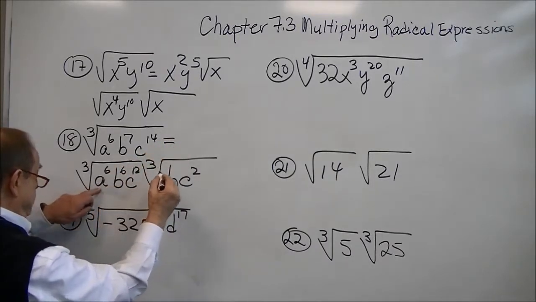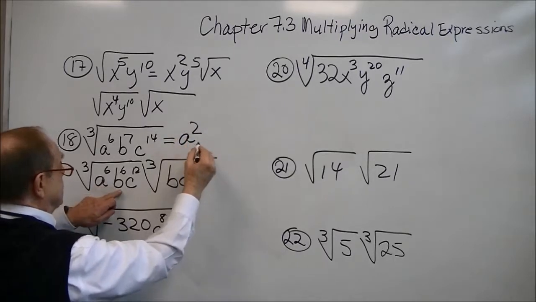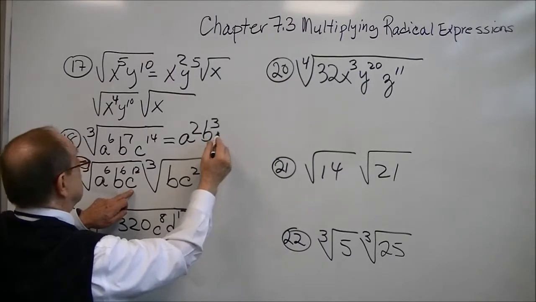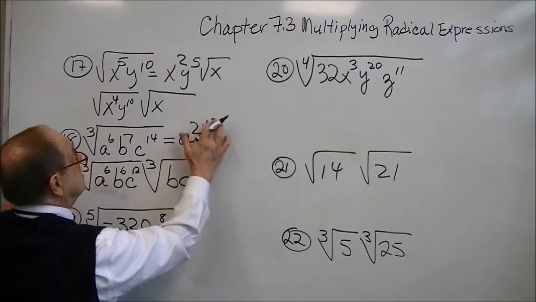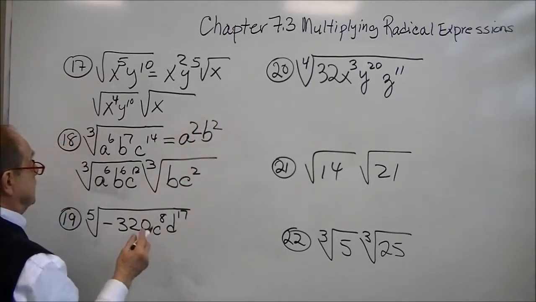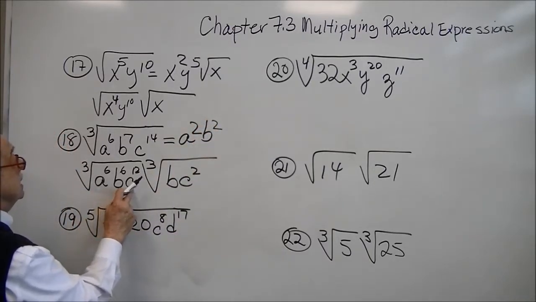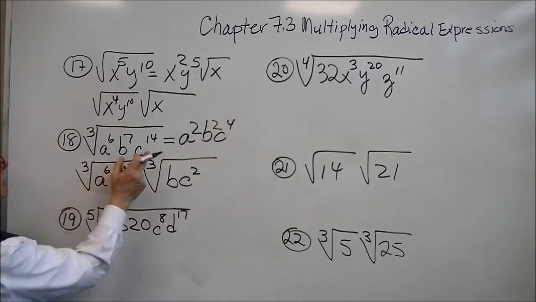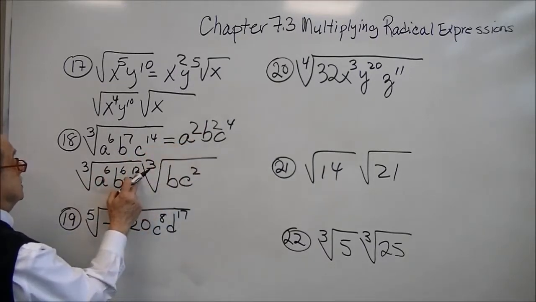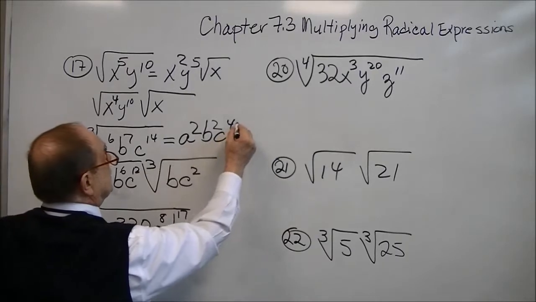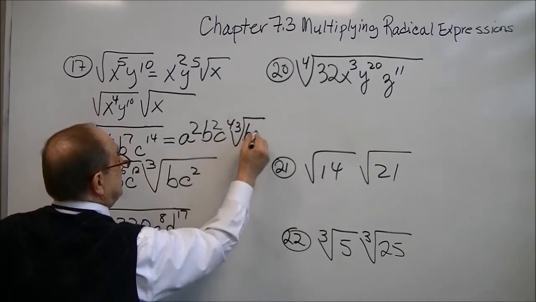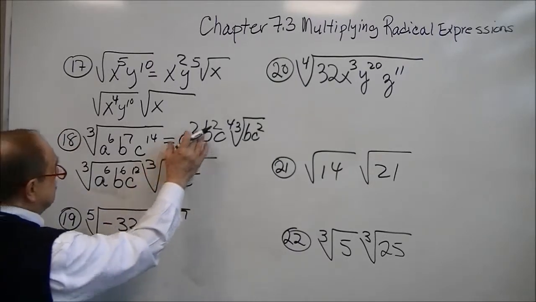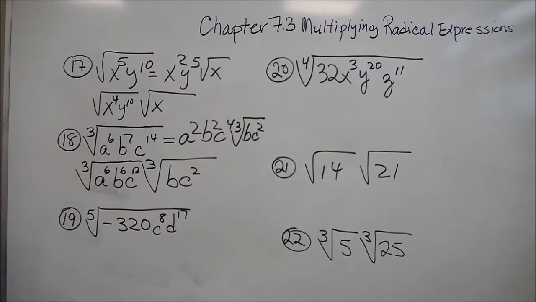So then this will become a to the 2nd, b to the 2nd, excuse me, thinking of something else. Now this one's going to be c to the 4th. Again, we're just dividing it by 3. It gives us a squared, b squared, c to the 4th, and then what's left over? b c squared. The tedious part of this is putting all this into MATLAB.